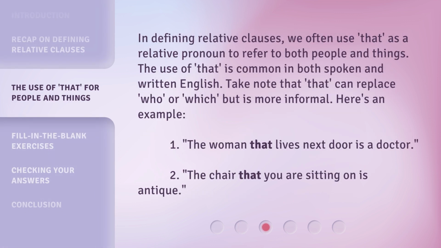In defining relative clauses, we often use that as a relative pronoun to refer to both people and things. The use of that is common in both spoken and written English. Take note that can replace who or which, but is more informal. Here's an example. 1. The woman that lives next door is a doctor. 2. The chair that you are sitting on is antique.